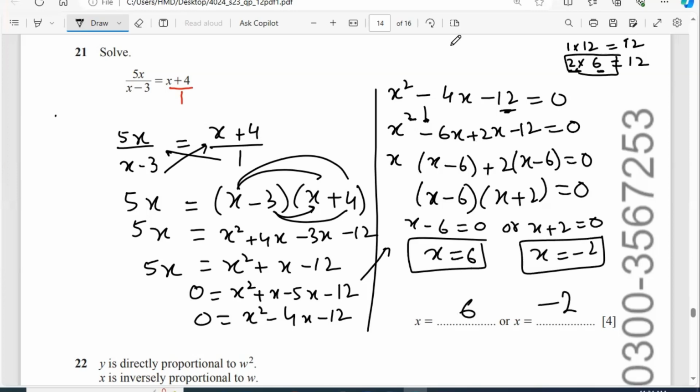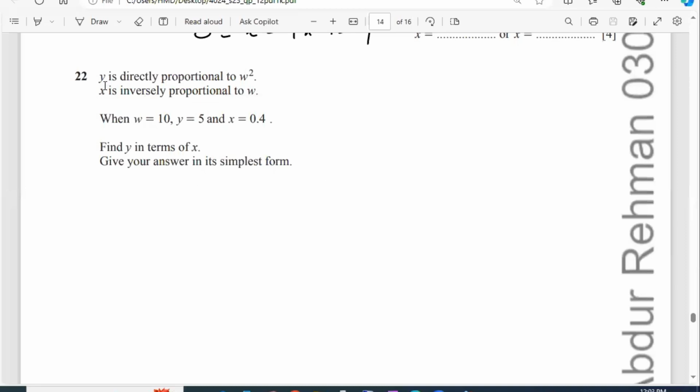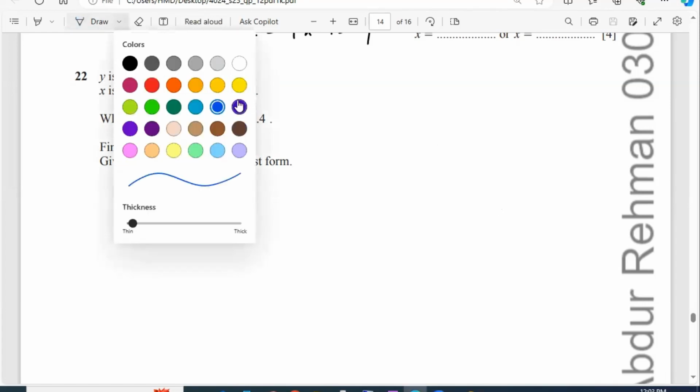Now question number 22 from this paper. Y is directly proportional to W square, X is inversely proportional to W. So there are two variations involved here.